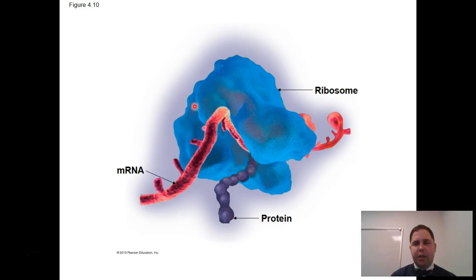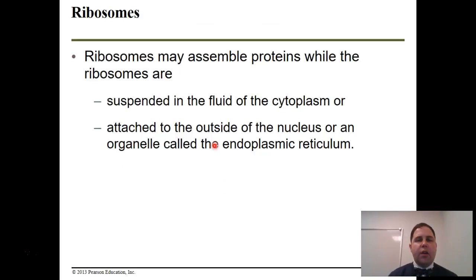So for right now, all you need to know is that the ribosome is able to turn nucleic acids into proteins. Therefore, they have a pretty important role in the cell because proteins do everything in a cell. Ribosomes can make these proteins in two places, either in the fluid of the cytoplasm, so a free-floating ribosome, or if they are attached to the outside of an organelle called the endoplasmic reticulum. So when we say the rough endoplasmic reticulum, it is rough because it's coated with ribosomes, and those ribosomes are making proteins that are going into the endoplasmic reticulum.